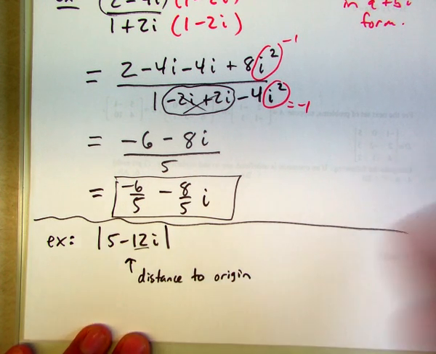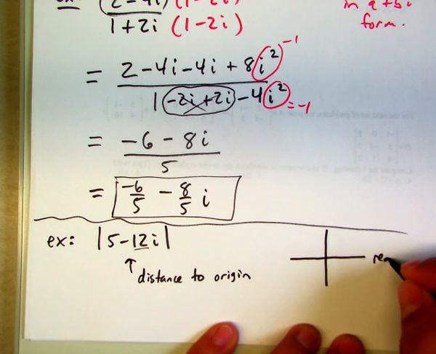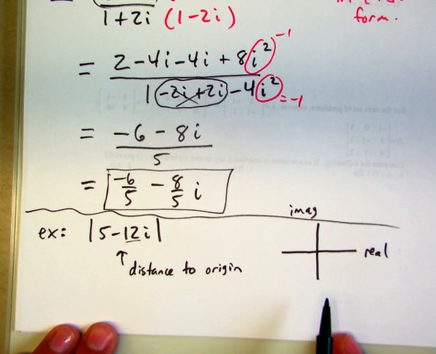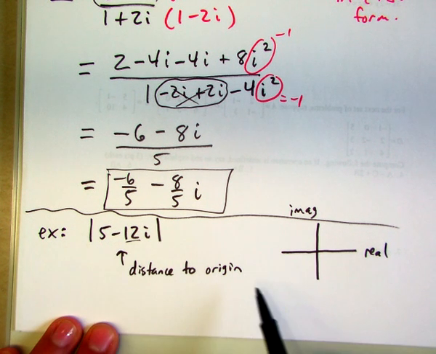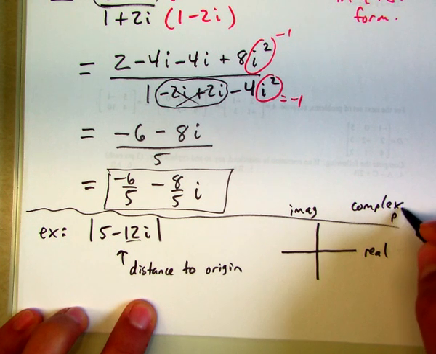If you graphed and thought of this as the real axis and this as the imaginary axis, you can plot the location of this number. This is what we call the complex plane. Yeah, you should write this down.